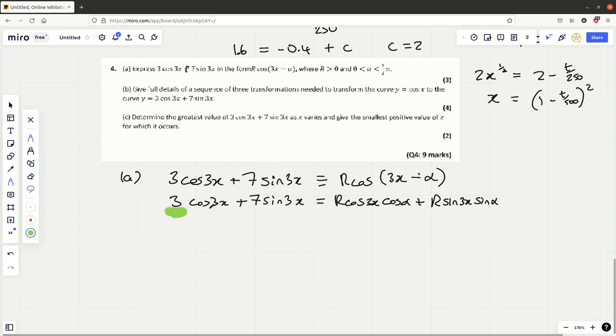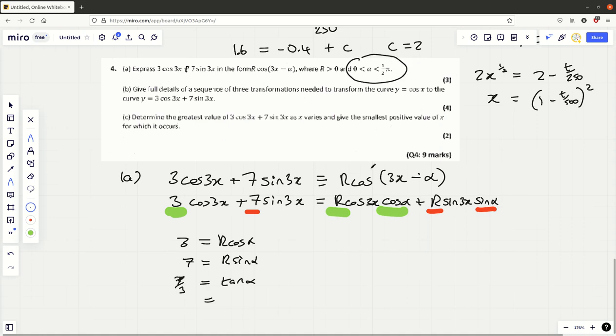So I can see that 3 is going to be the same as r cos alpha, whereas 7 is going to be the same as r sine alpha. So let's use those facts. 3 equals r cos alpha, 7 equals r sine alpha. Personally I'd divide, it's just my preferred way of doing it. Tan alpha is 7/3. So I just need to do inverse tan of 7/3.